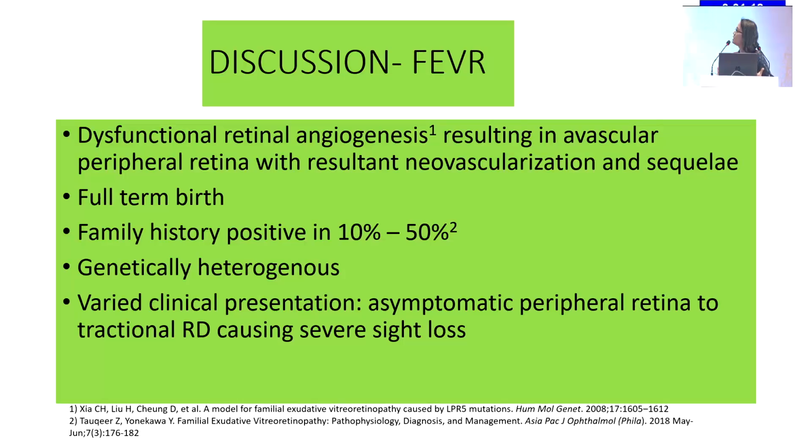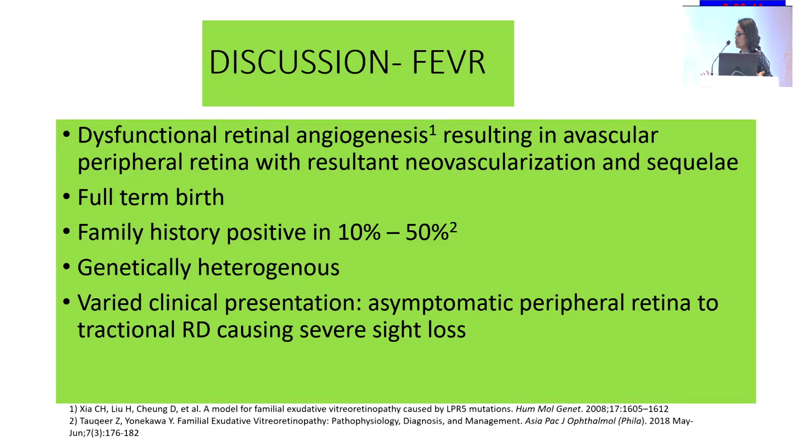So as we all know, FEVR is a dysfunctional retinal angiogenesis resulting in avascular peripheral retina with resultant neovascularization and its subsequent sequelae. Commonly seen in full-term children, however, sometimes they can overlap with ROP in a preterm, when we call it ROPER. So a positive family history helps in the diagnosis. However, a negative family history does not negate the presence of FEVR. They are genetically heterogeneous, and even the phenotypic presentation varies a lot from asymptomatic peripheral retinas to tractional RDs causing severe sight loss.